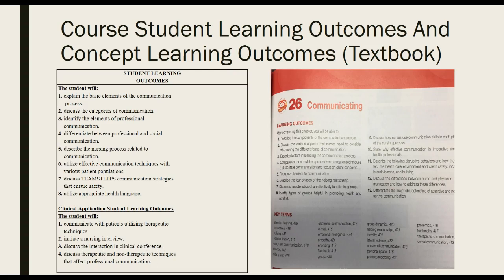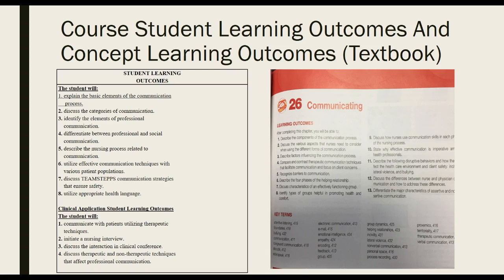What I did is I photographed the first page of your textbook on communication, the concept of communication. And you see that it says for the student learning outcomes, which are the course outcomes, "The student will." And then it says in Communicating, chapter 26, learning outcomes, "After completing this chapter, you will be able to." So the first thing that we look at is the student learning outcome number 1, explain the basic elements of the communication process. When you compare it to the chapter 26 Communicating learning outcomes, it says describe the components of the communication process.